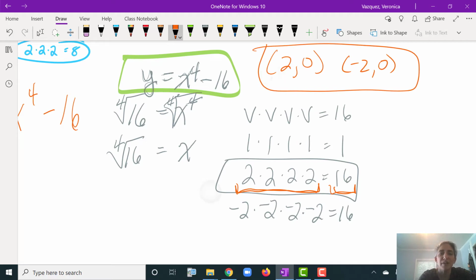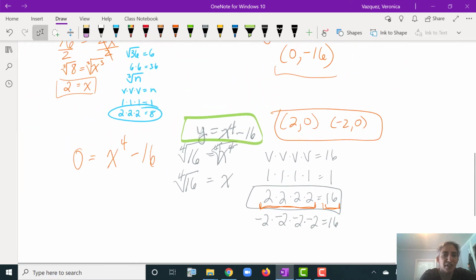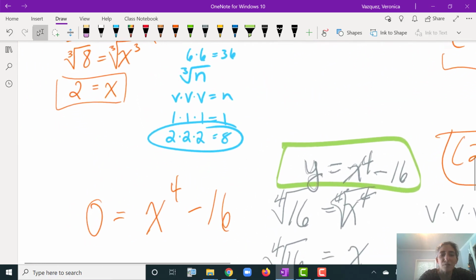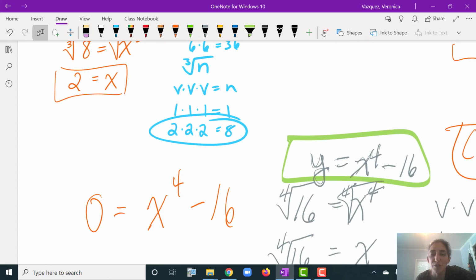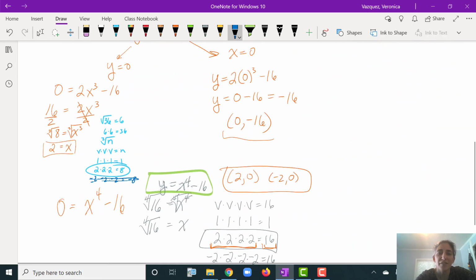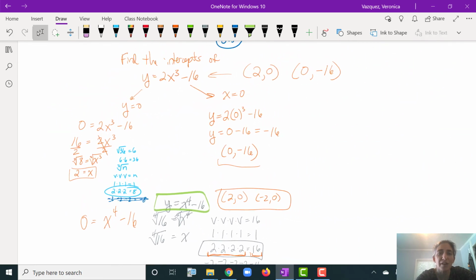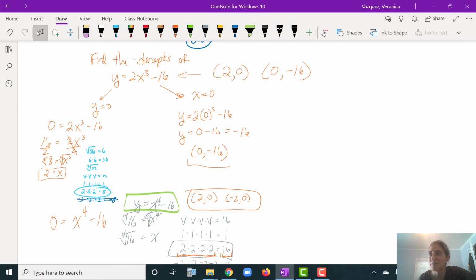Okay, so we don't have to deal with that in this particular case because while it's true that 2 times 2 times 2 is 8, negative 2 times negative 2 times negative 2 is equal to negative 8. So this one would not work. So there's only one x-intercept. But just be aware of that. Sometimes there can be more than one x-intercept. Okay, thank you.